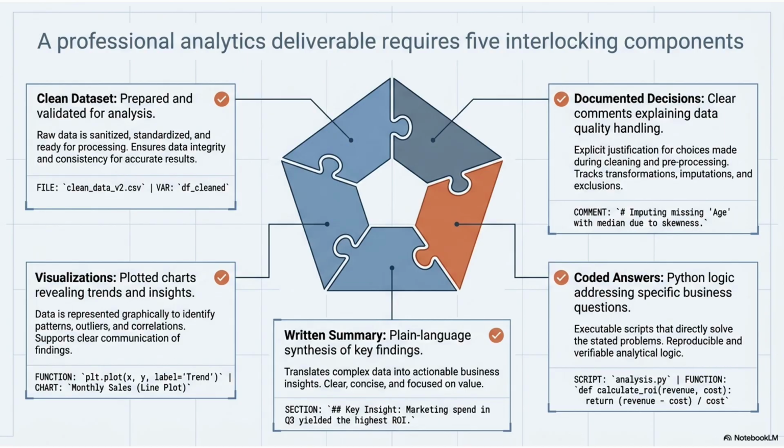Component 4, a written summary. Plain language findings in a report.txt file, translating technical output into accessible business intelligence. Component 5, documented decisions. Inline comments explaining choices about null handling, data transformations, and filtering.